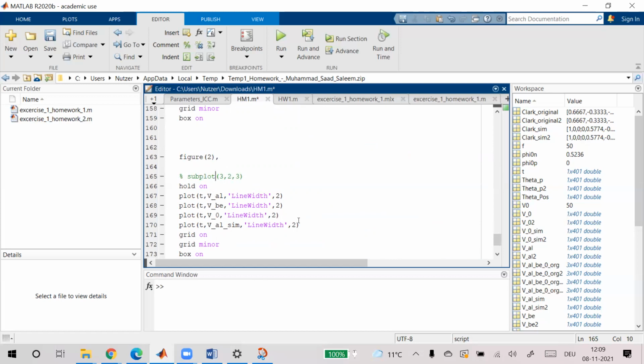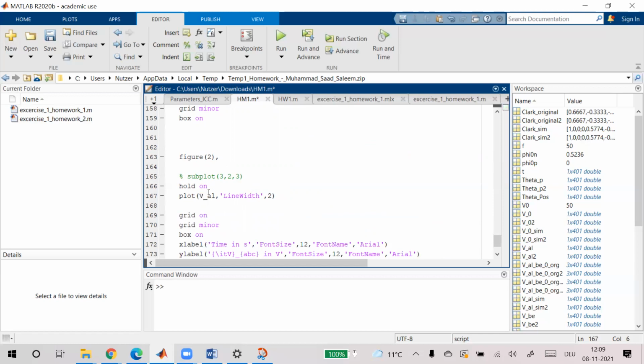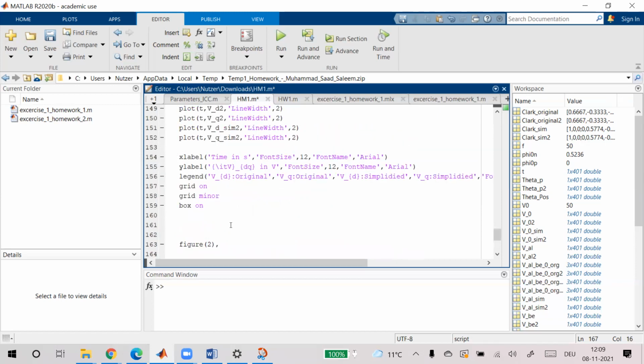So instead of making my x-axis as time, I would like to make my graph with x-axis as V alpha. So now my x-axis is your alpha component and the y-axis is the beta component. So this is your XY graph.